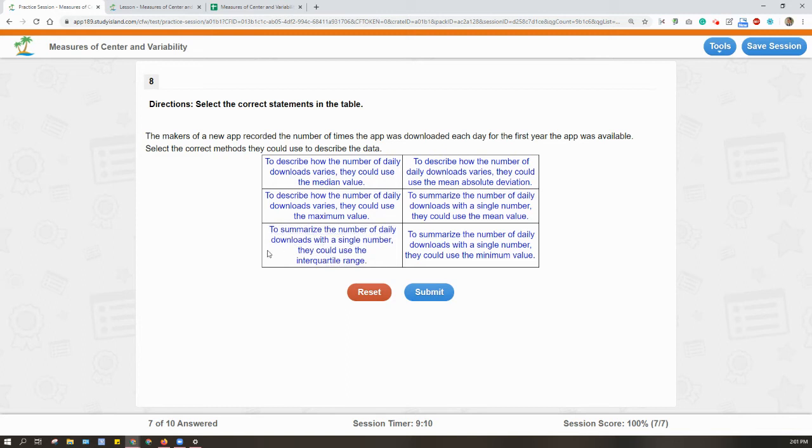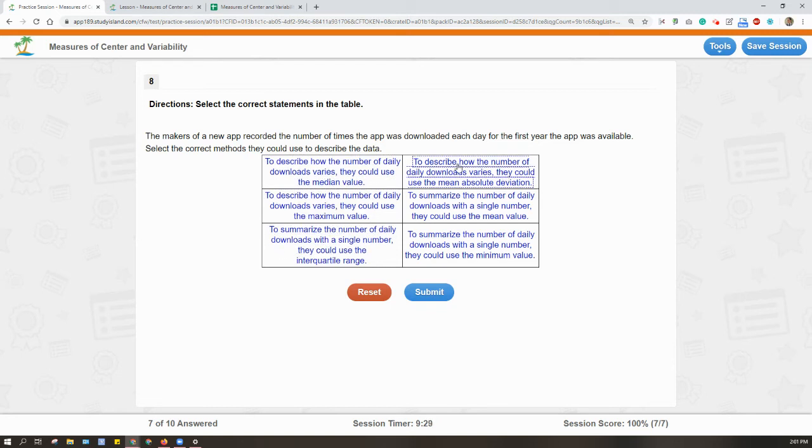Next one, to summarize the number of daily downloads with a single number, they could use the interquartile range. Also not good because that is just summarizing the number of daily downloads. If you want to do that, you want to use a measure of center, and the interquartile range is a measure of variability. So none of these work.